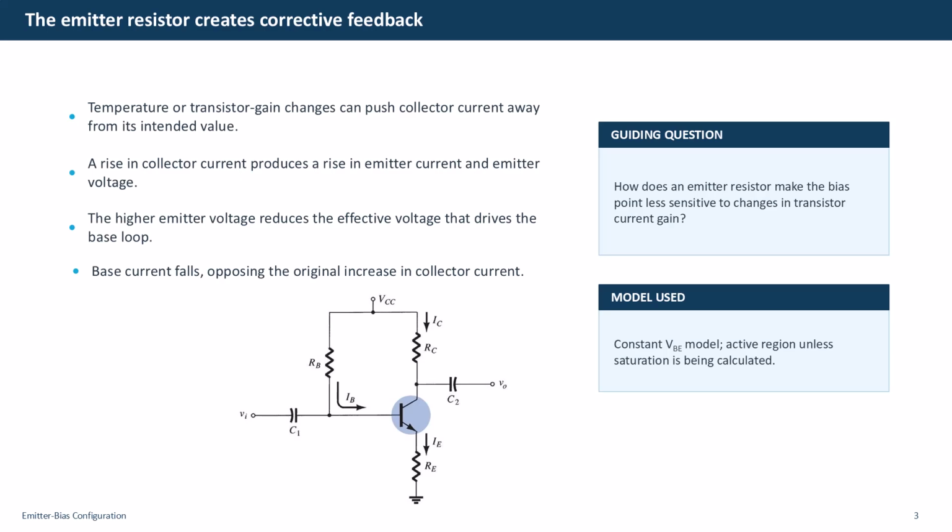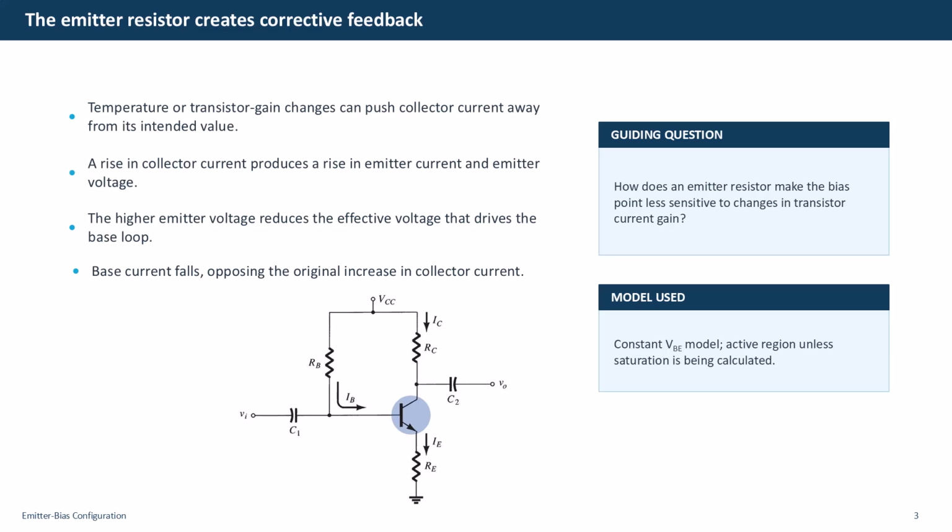A fixed bias circuit can move substantially when temperature or transistor current gain changes. The emitter resistor adds a self-correcting action. Suppose collector current begins to increase. Emitter current also increases. So the voltage across the emitter resistor rises because the base supply must now overcome a larger emitter voltage. The effective voltage available to drive base current is reduced. Base current therefore decreases and opposes the original rise in collector current.